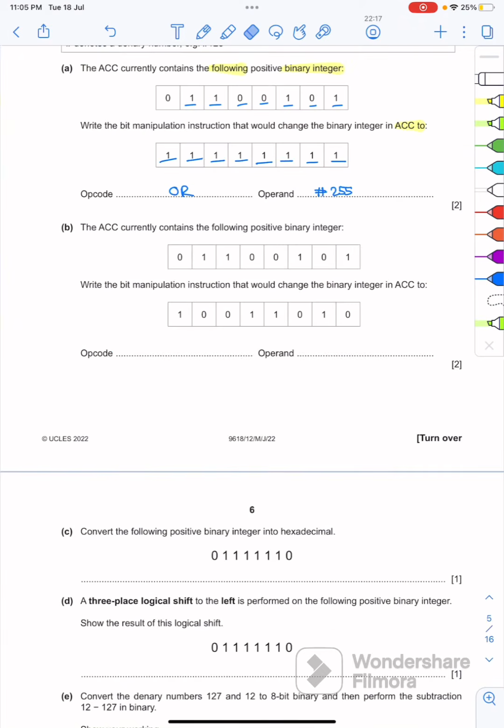The accumulator currently contains the following positive binary integer. Okay, so next part, they've given you 0, they've given you 1, 1, and this is basically the positive binary integer that they've given us. Write a bit manipulation instruction that would change the binary integer in the accumulator to this.